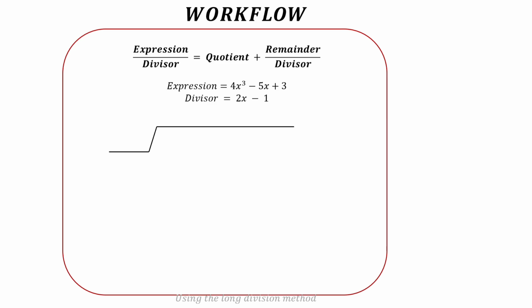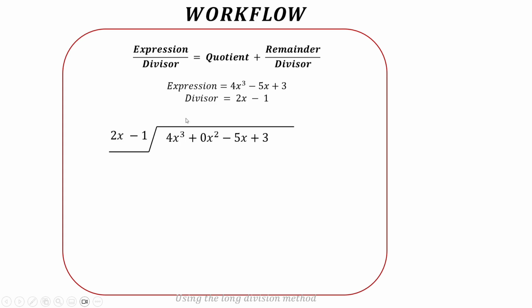This is our long division symbol. This is our divisor. This is the expression we are dividing. Now this is how the long division method works. Whenever you are dividing an expression by another expression, always focus on the term you have at the beginning. In this case, we have 4x cubed, and over here we have 2x. So focus on those two.